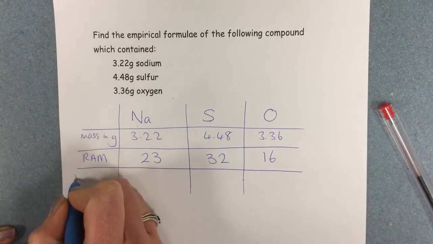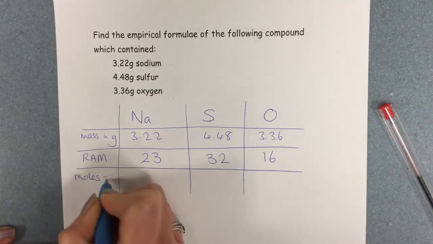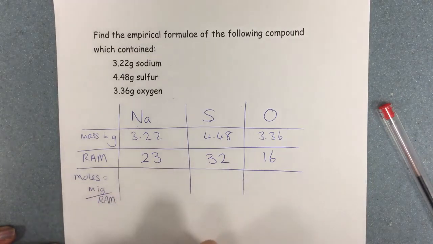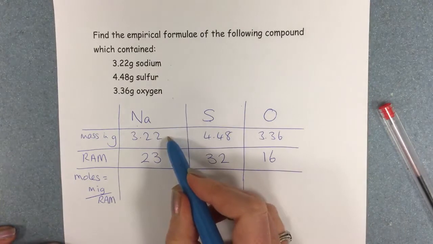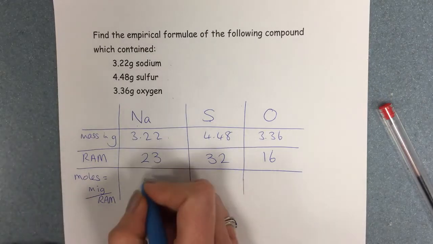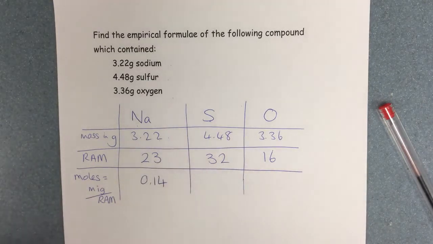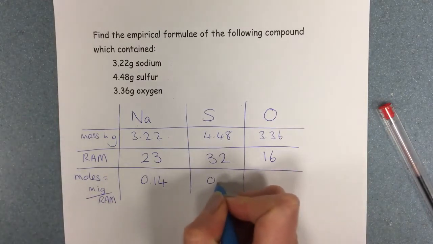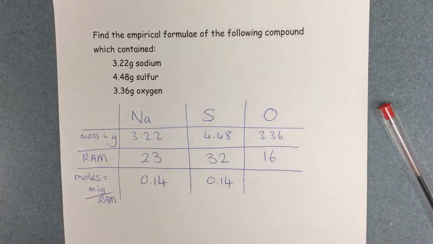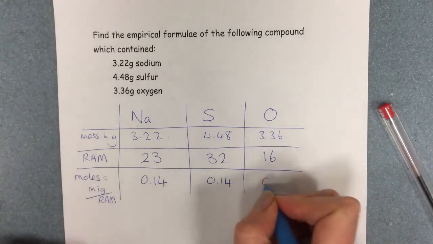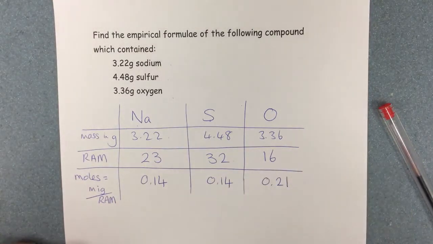And then that means, just like almost every single question in this topic, I can work out moles because it's mass in grams divided by relative atomic mass. So I'm going to do 3.22 divided by 23. That's going to tell me that I have 0.14 moles of sodium in my compound. Then I'm going to do 4.48 divided by 32. That divided by that gives me also 0.14 moles of sulfur. Then I do 3.36 divided by 16, and that gives me 0.21 moles of oxygen.